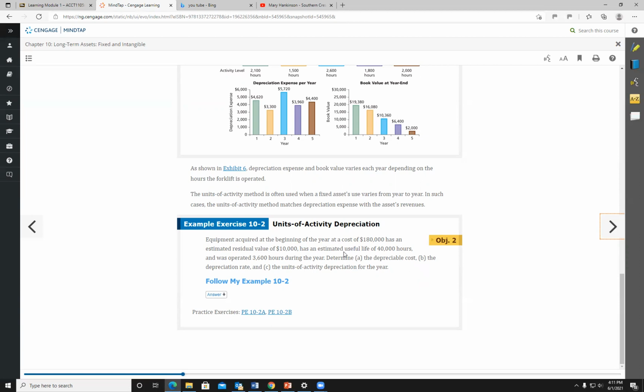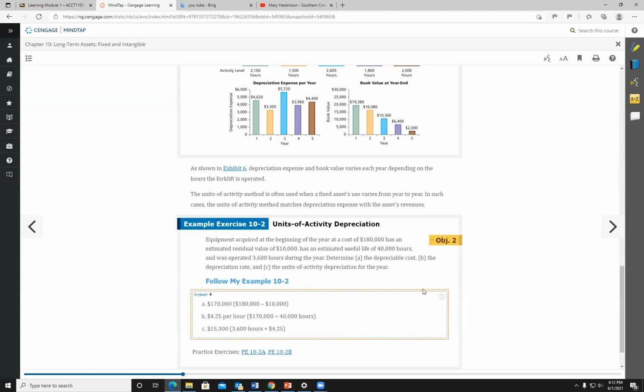All right, so the first thing we need to do is the depreciable cost. Then we need to determine the depreciable rate, and then the units of activity depreciation for the year. So let's go ahead and click on the answer. How do we get the depreciable cost? Well, the depreciable cost is the cost of the asset less its estimated residual value. No matter if you're using the straight line method or units of activity method, how you determine the depreciable cost is the same. You take the total cost of the asset less the residual value. So $170,000 is the depreciable cost.